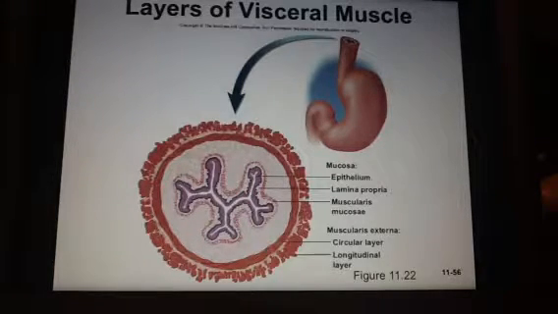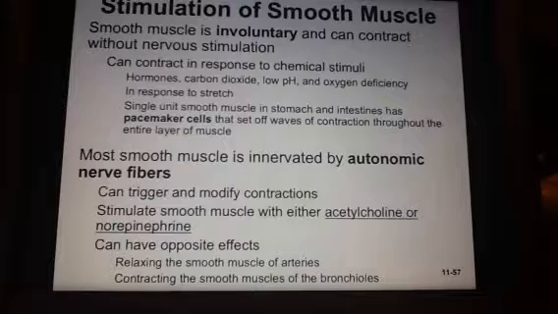Okay, this is going to get into different layers of muscle, and I really think that you're going to see more of that later in AMP2 when you get to examples. I just wanted to give you an overview. Smooth muscle is involuntary, and I wanted to be clear of how it contracts different than cardiac and skeletal muscle.